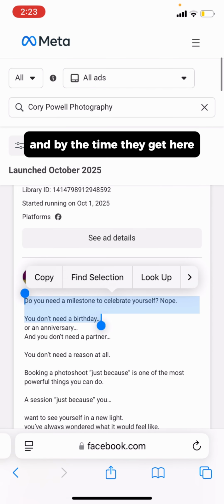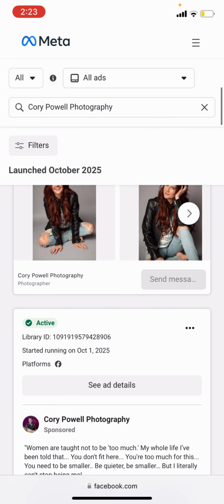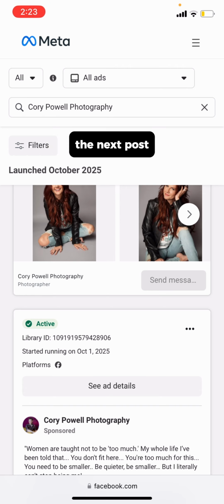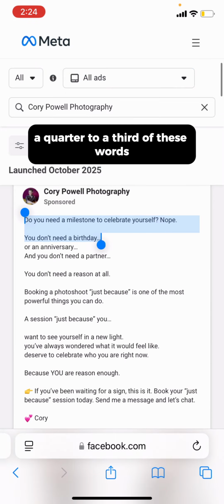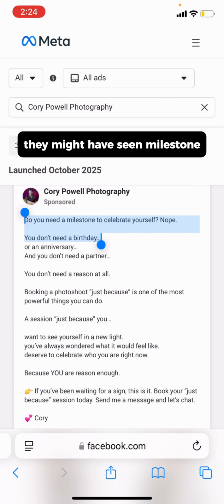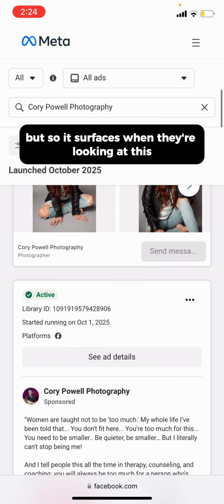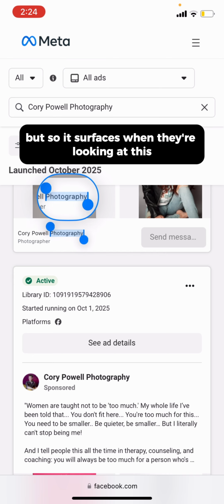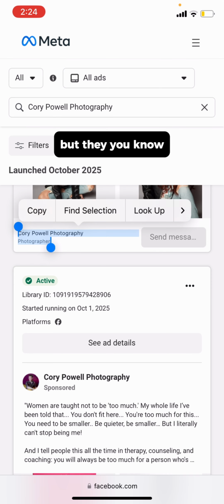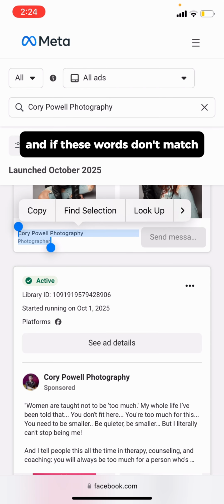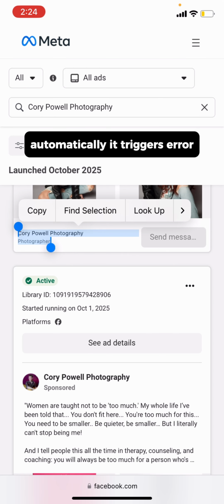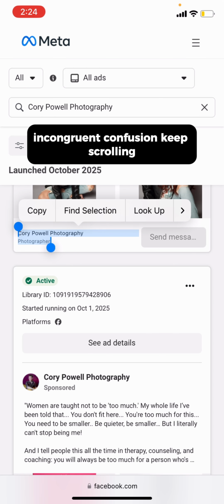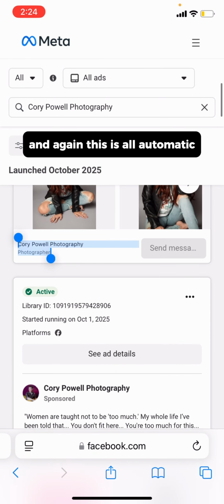And by the time they get here, basically to the bottom, to like the next post, their subconscious has processed and surfaced about a quarter to a third of these words that appear in the See More headline. They might have seen milestone, celebrate yourself, and birthday. But they know they're on the same post, and if these words don't match, it triggers the error detection network in the brain automatically. It triggers error, incongruent, confusion, keep scrolling.